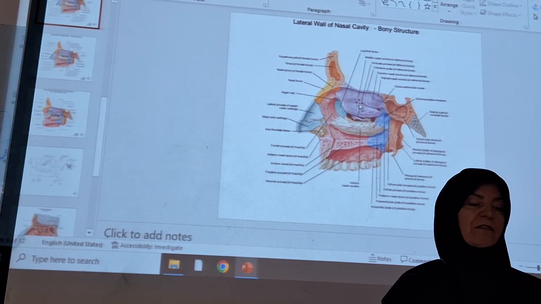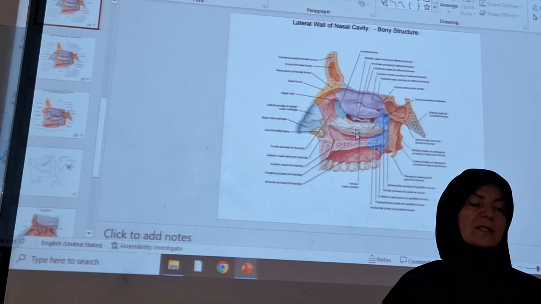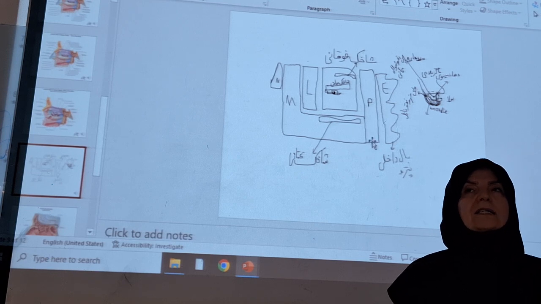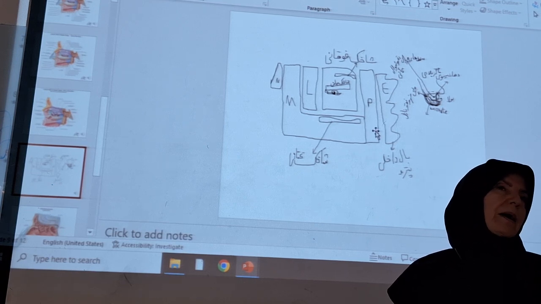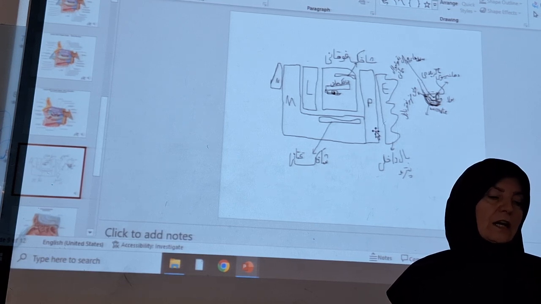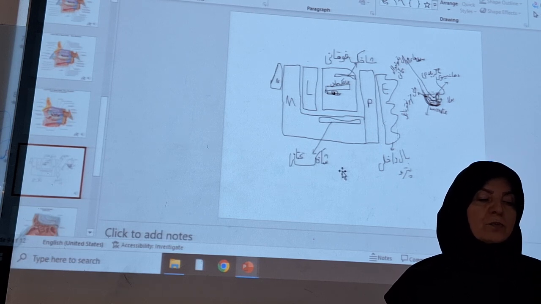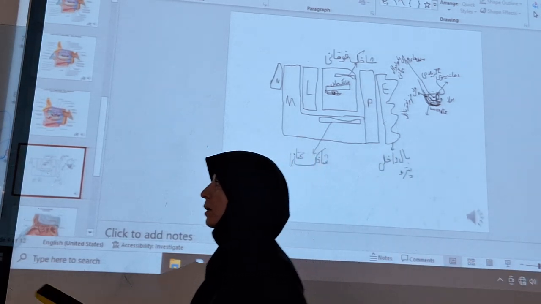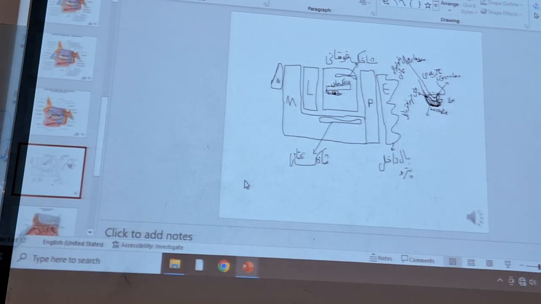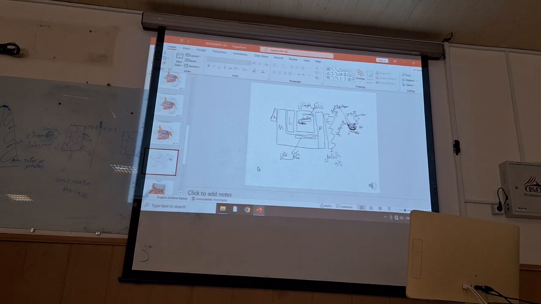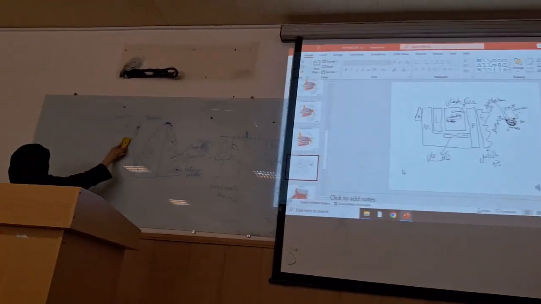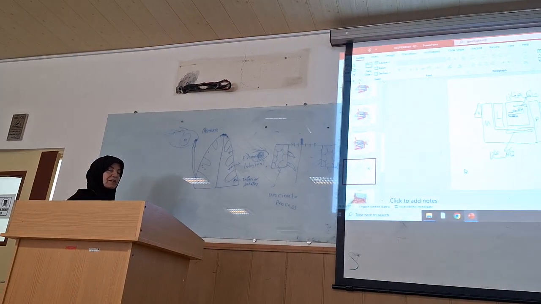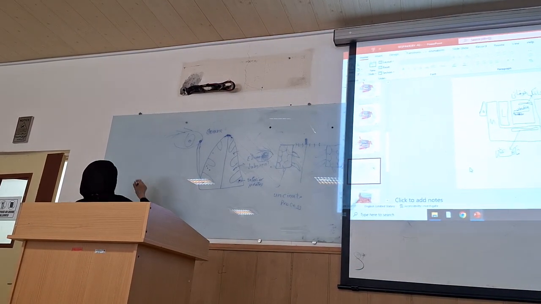This lateral surface is not smooth because of these concha nasalis. This picture is going to help you to remember faster. If you want to imagine which bones participate, remember this picture. To be able to explain the lateral surface for you, please remember this picture. The lateral surface of the nasal cavity.